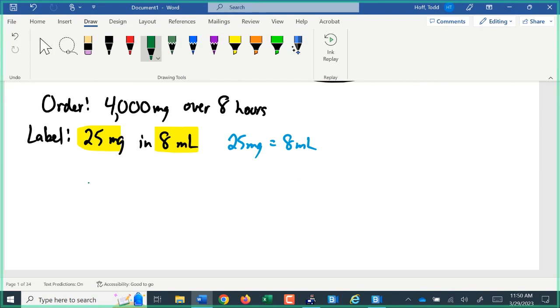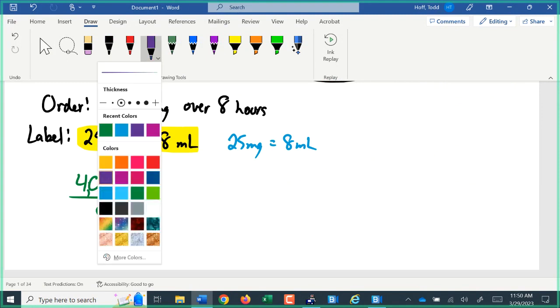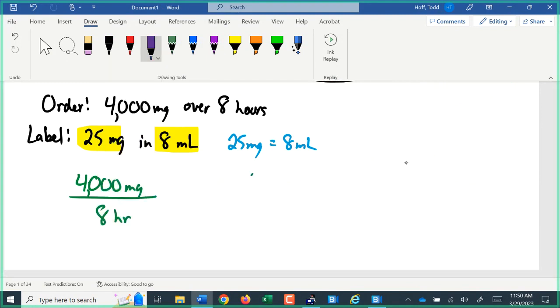So we'll start out with the doctor's order again. Anytime we are doing a forward calculation, in other words, trying to get from the doctor's order to what's administered to the patient, we will start out with the doctor's order. So here we have 4,000 milligrams over 8 hours. Now, we want this final result in milliliters per minute. But we're actually going to go through several different calculations here to show you how those results come about.